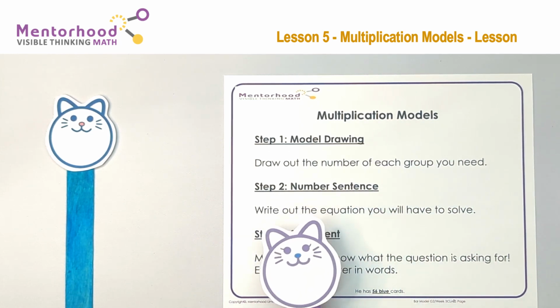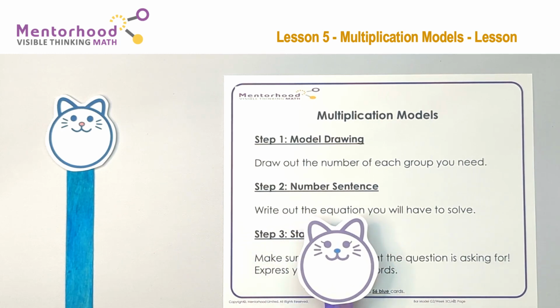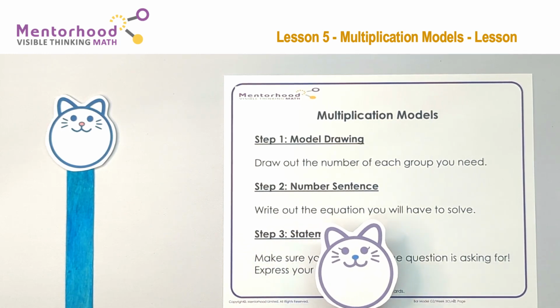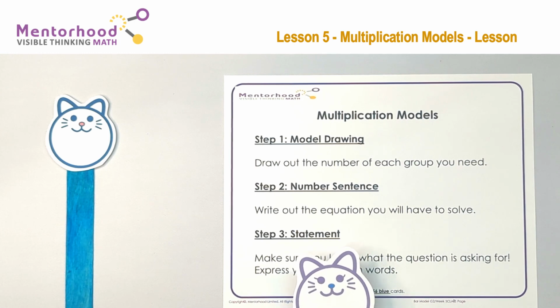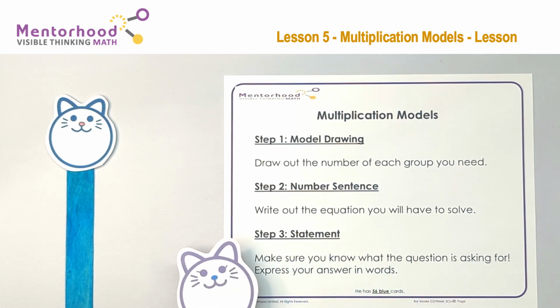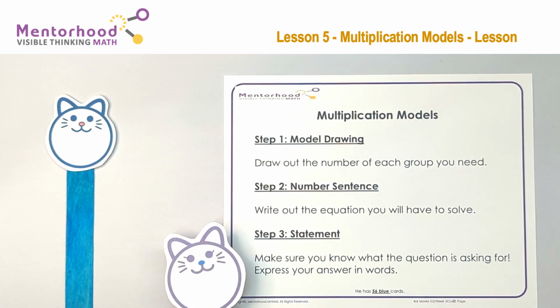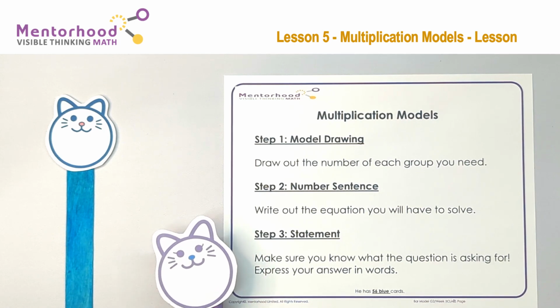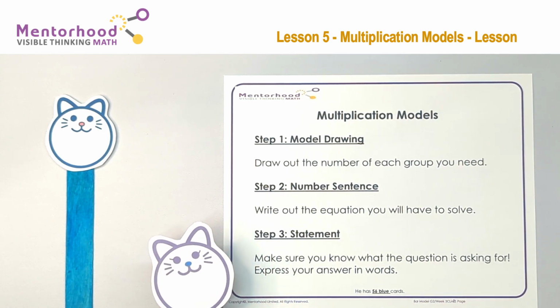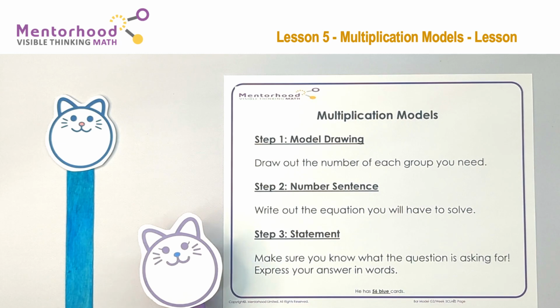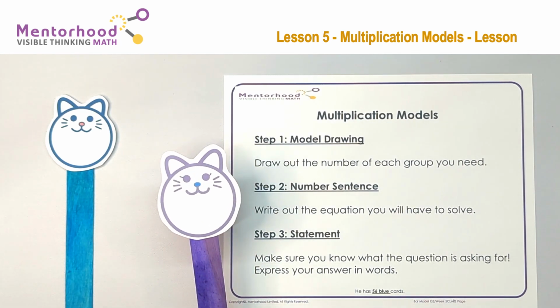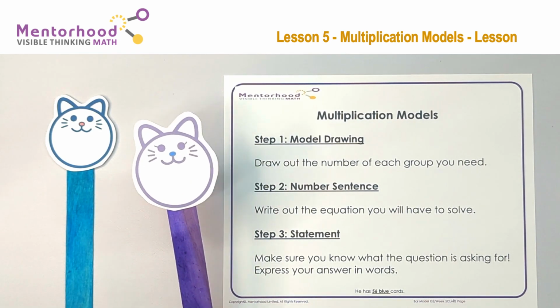Then we're going to write out our number sentence, which in this case will of course be a multiplication sentence. And then we'll write a statement. We've got to make sure that we understand what the question is asking for. So we are going to use words to express what our answer means. All right, are you ready to join us? Great, let's go.